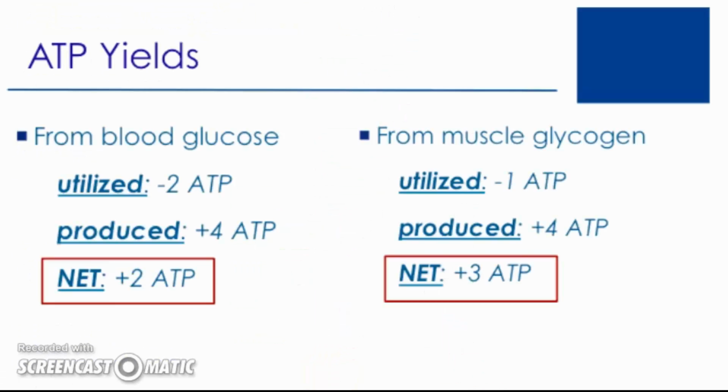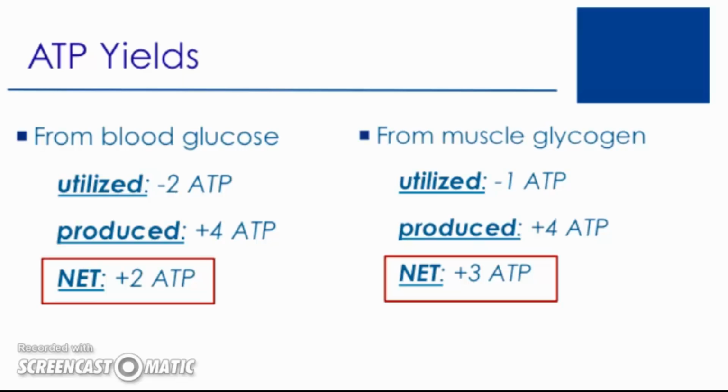From here, I'd like to go on and continue to discuss the ATP yield during the 10 steps of glycolysis, including the energy investment phases and the energy harvesting phases. And the yield of ATP depends on if glucose is coming from the blood or if it's originating from muscle glycogen. And so we'll discuss the two different ATP yields based on the conditions, again, of glucose either coming from the blood or from muscle glycogen.